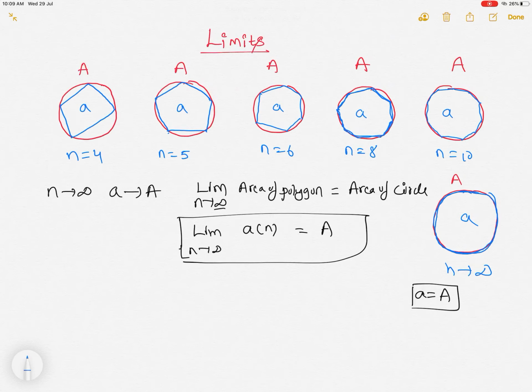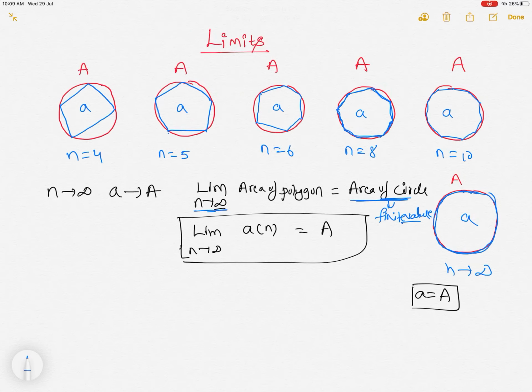Limits do not say that infinity means you will always get infinity. Not like that. Limits tell that even though the number of sides tends to infinity, you will get a finite value. Here, n tending to infinity doesn't mean that the area also should be infinity. Here you are getting a finite value with an infinite number of sides. That is a very important thing in limits.